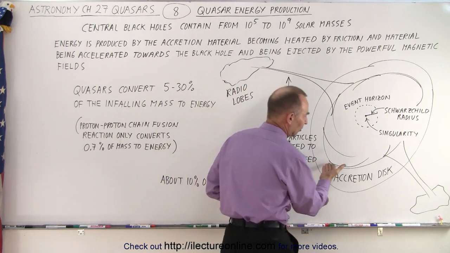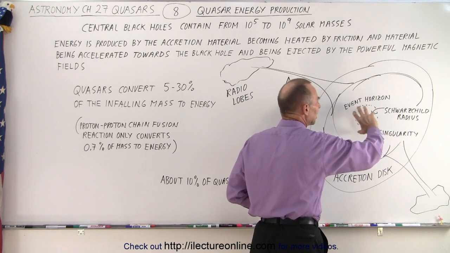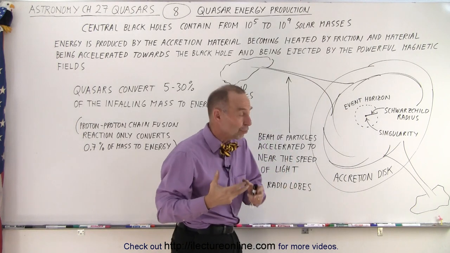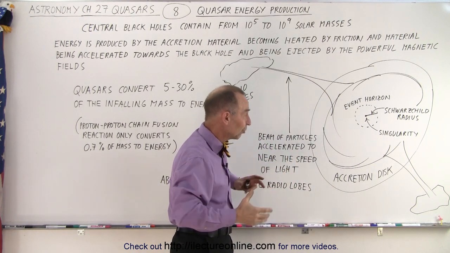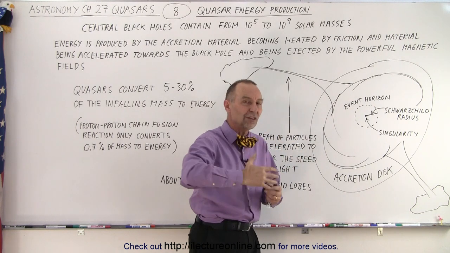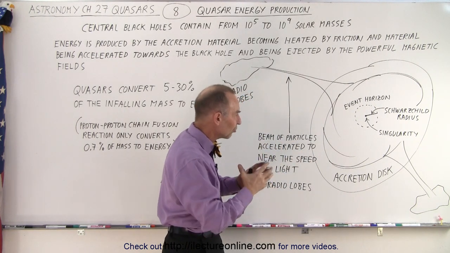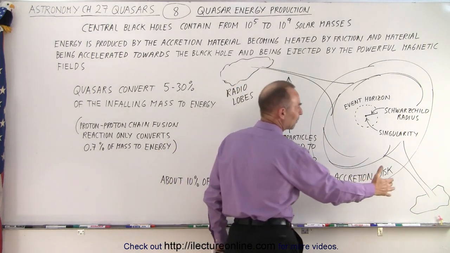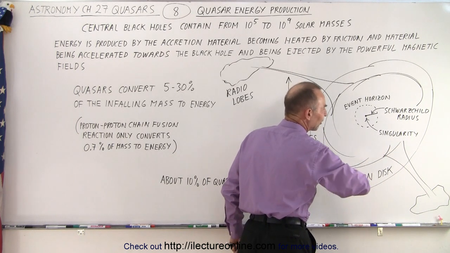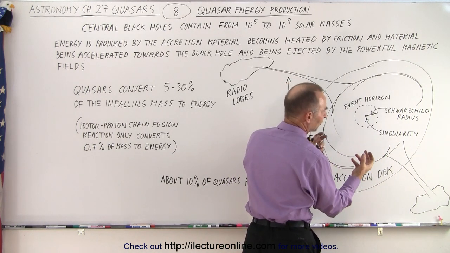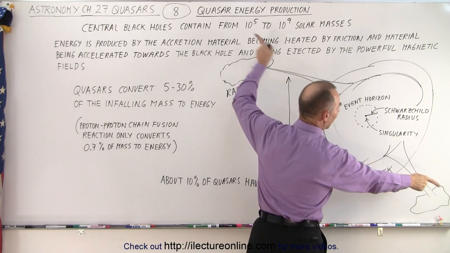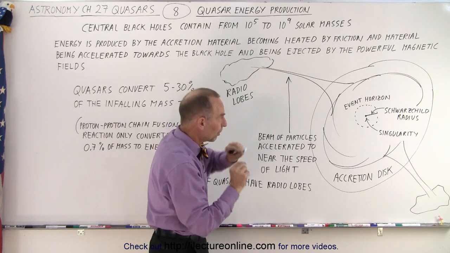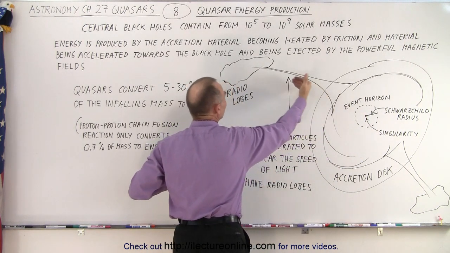Then the material is also pulled in towards the event horizon, and as it falls into a black hole, it gets sped up to speeds near the speed of light. That enormous acceleration also produces very high energy radiation coming out of that central black hole region. And then we have very powerful magnetic fields caused by all this very fast moving material. Those magnetic fields accelerate particles in opposite directions, perpendicular to the plane of the accretion disk, and so particles are sent in beams at speeds near the speed of light.